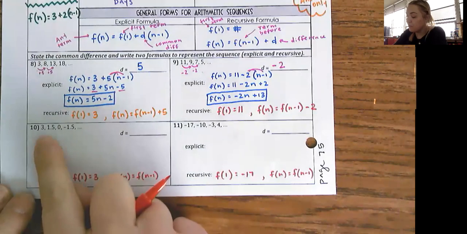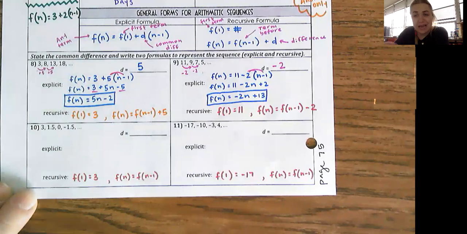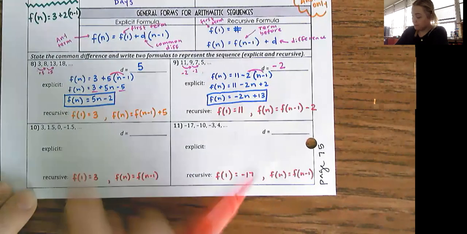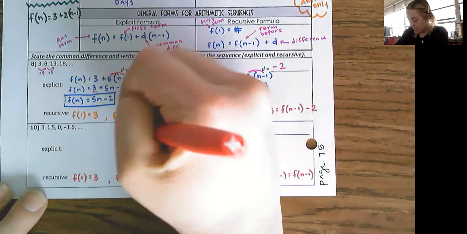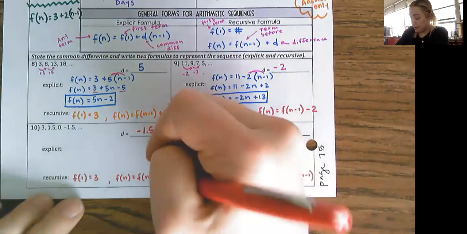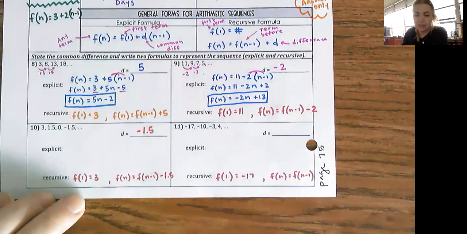So how do I go from one term to the next on this one? From 3 to 1.5, it goes down by 1.5. 1.5 to 0, it's going down by 1.5. This is always subtracting 1.5. So I put a minus 1.5 right there. That just says it subtracts 1.5.